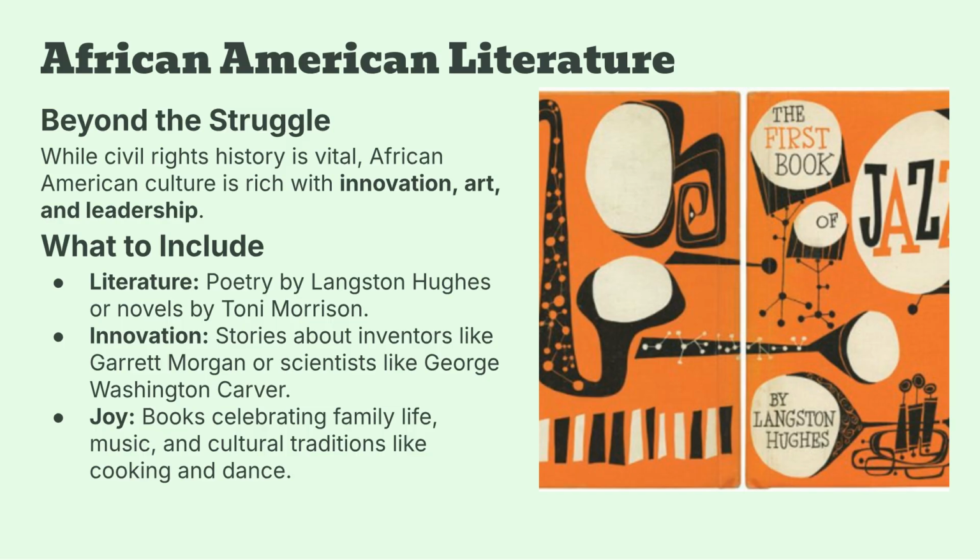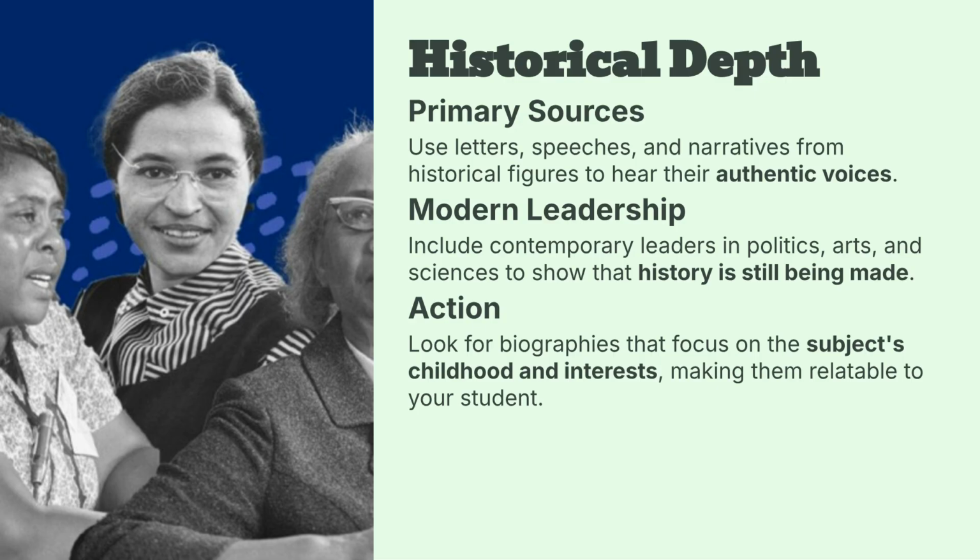When sourcing African American literature, look beyond the struggle of civil rights. Include stories of innovation, art, and leadership. Resources can cover literature from authors like Langston Hughes and Toni Morrison, inventors, and stories celebrating joy and cultural traditions. To achieve historical depth, use primary sources like letters and speeches to hear authentic voices. Include modern leadership to show history is still being made. Focus on relatable biographical details, like a subject's childhood and interests.